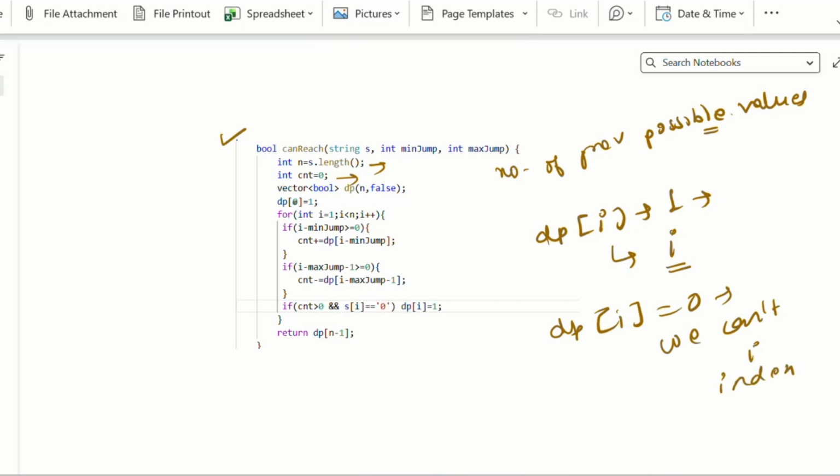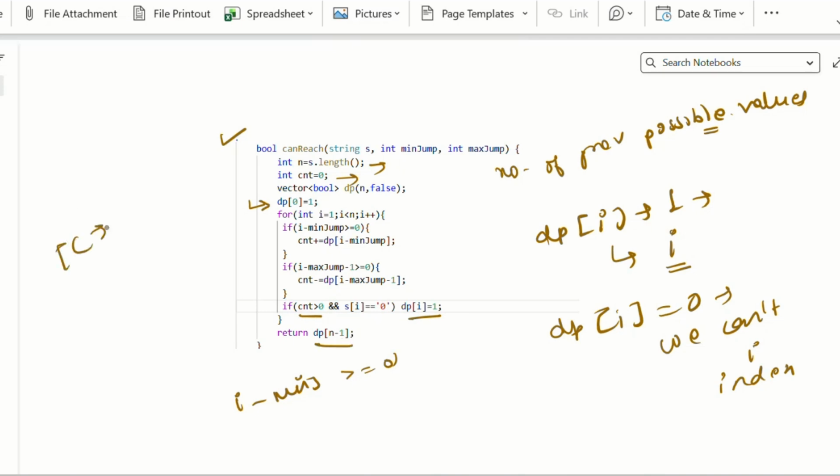So DP of 0 equals 1 because we are at the 0th index only. Then starting from 1 till n, I check if I minus min jump is greater than or equal to 0. That means I can add that into my count, and for I minus max jump minus 1, I can remove that previous value. Then I check if count is greater than 0 and the value at that ith index is equal to 0, then I make DP of I equal to 1. And at the end of the loop, I return DP of n minus 1.